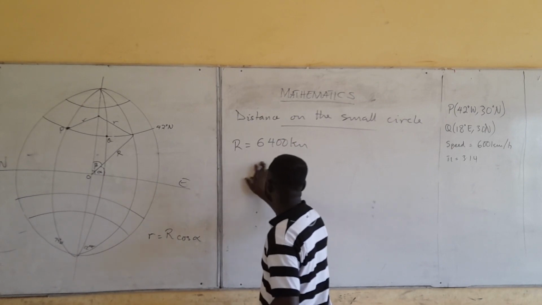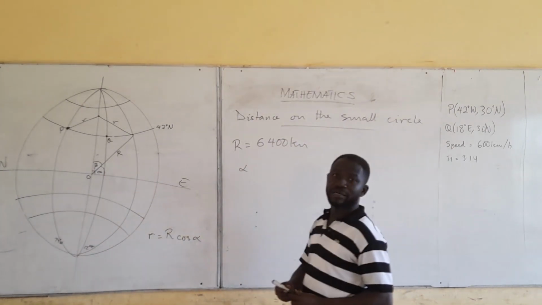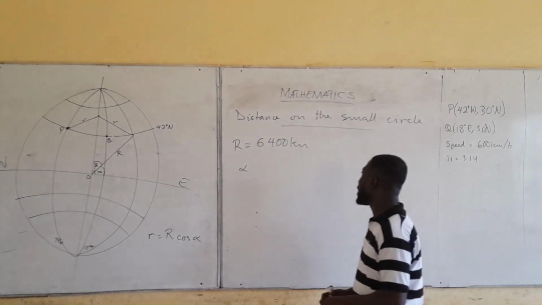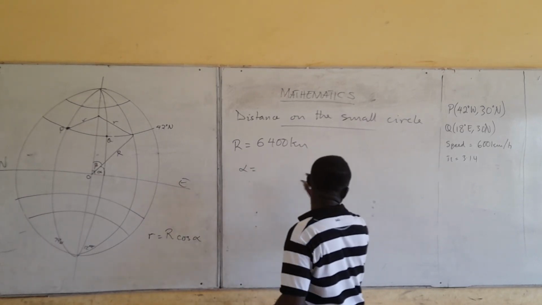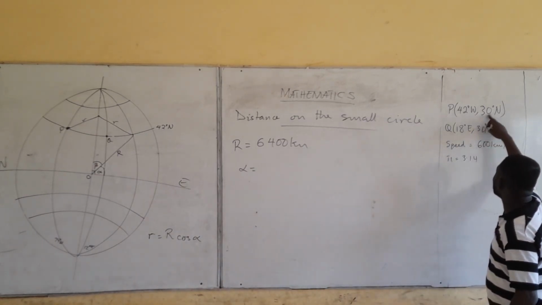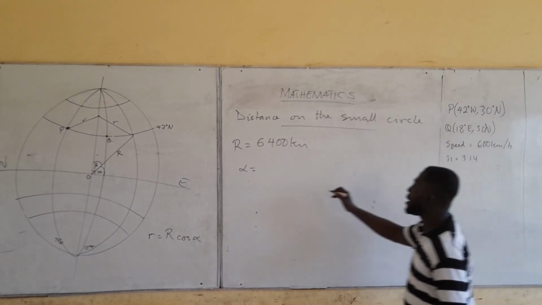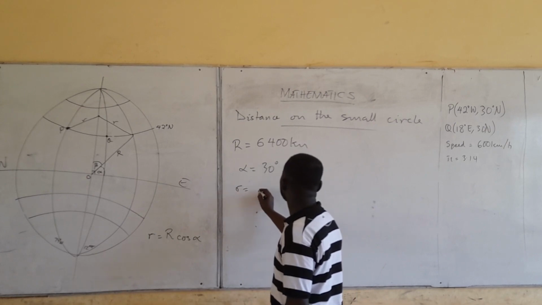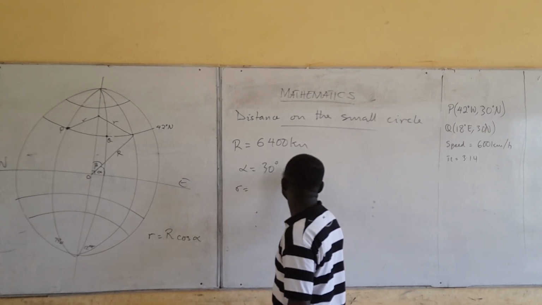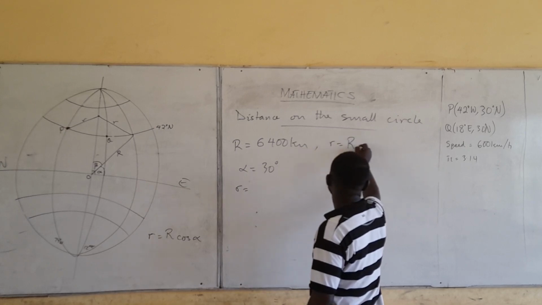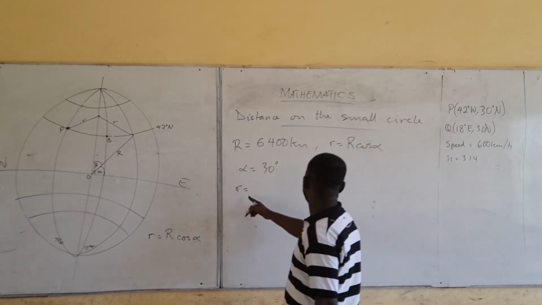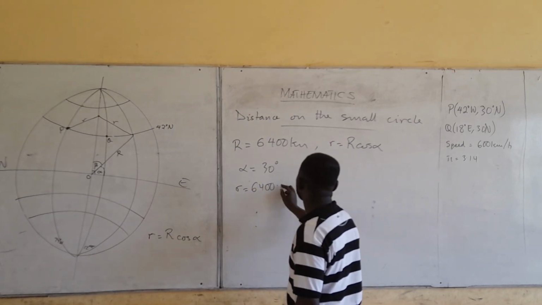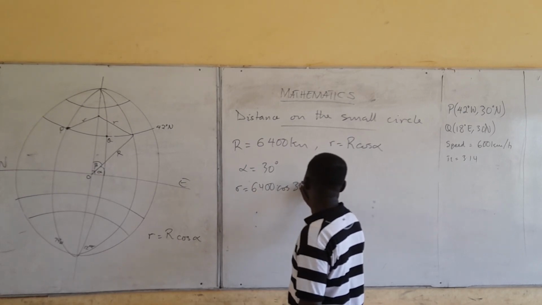Before then, let me ask, what is our alpha? Maybe you can pause and then come up with your answer later. I hope you'll guess it right. Now, our alpha is in the question. You see 30 degrees north, 30 degrees north. So that is going to be our alpha, 30 degrees. So our small r is equal to R cos alpha, that is 6,400 cos 30 degrees.